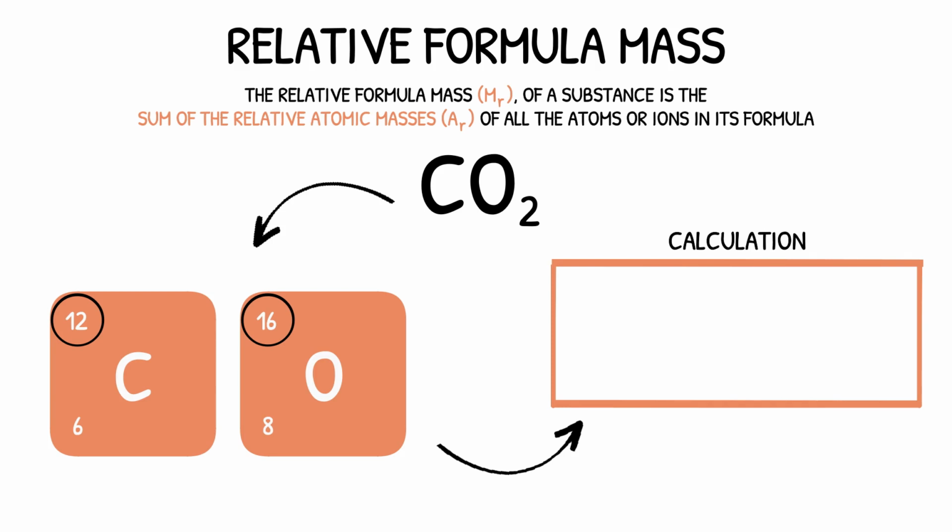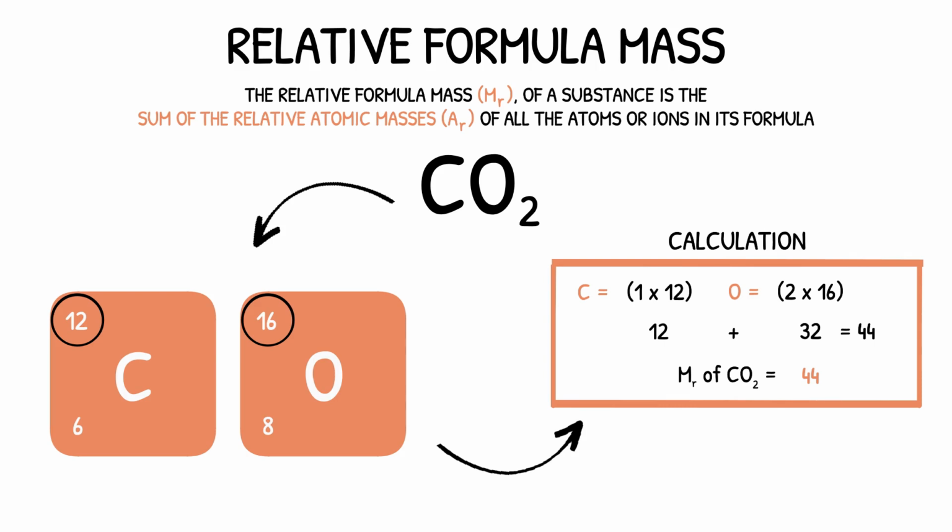As there is only one carbon atom in carbon dioxide, and this carbon atom has a relative atomic mass of 12, the calculation for the carbon atom is 1 multiplied by 12. There are 2 oxygen atoms in this formula, and each oxygen atom has a relative atomic mass of 16. So the calculation for the oxygen atoms is 2 multiplied by 16. Finally, we add these two values together. 12 plus 32 is equal to 44. The relative formula mass of carbon dioxide is 44. Do note that there are no units for the relative formula mass, and so our calculation is now complete.